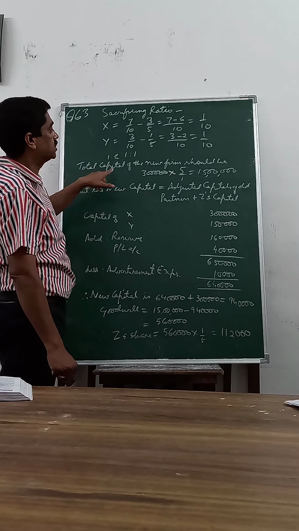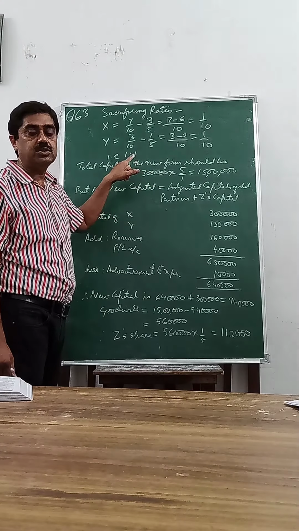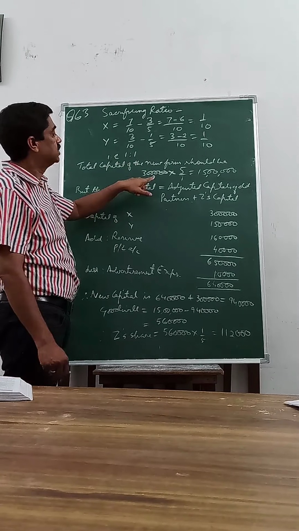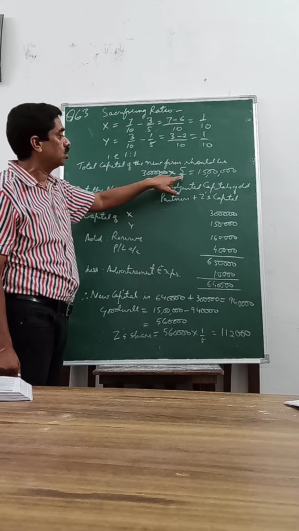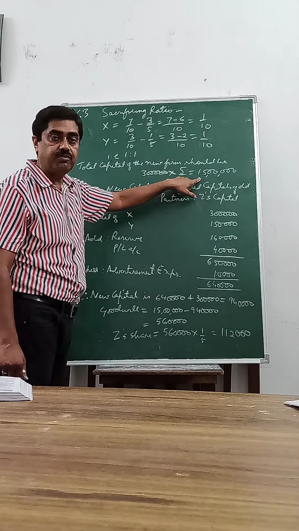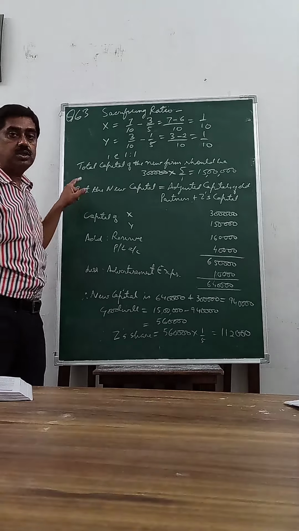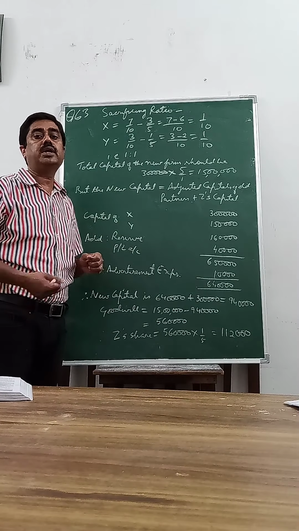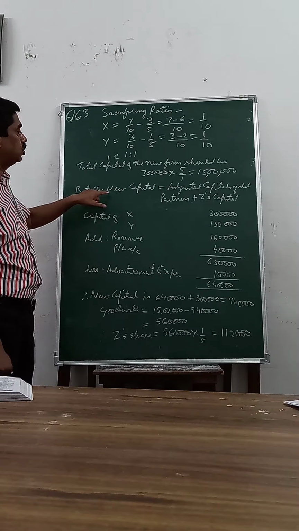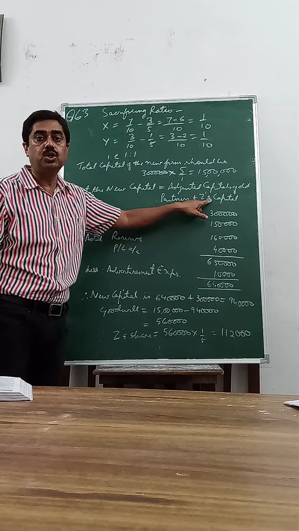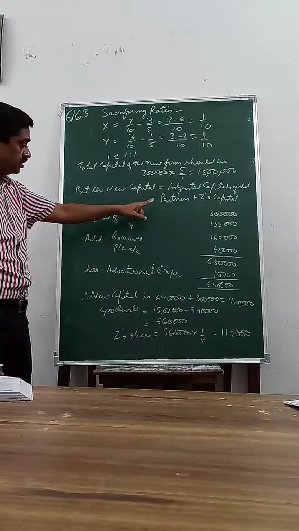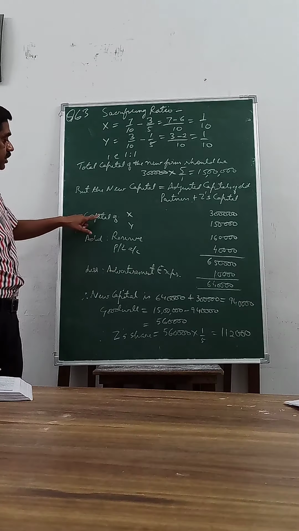Then you have to find what the capital of the firm should be based on Z's share. Z's capital is 3 lakhs. His share is 1/5. So the reciprocal of that will give you the total capital of the firm should be 15 lakhs. Now there is a question that besides capital there are some adjustments, but the new capital should be adjusted capitals of old partners plus new partner's capital. So first we'll find what is the adjusted capital. Capitals of X and Y.